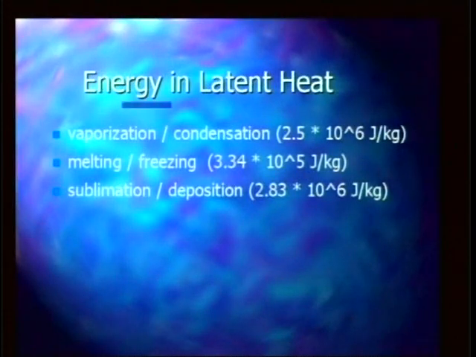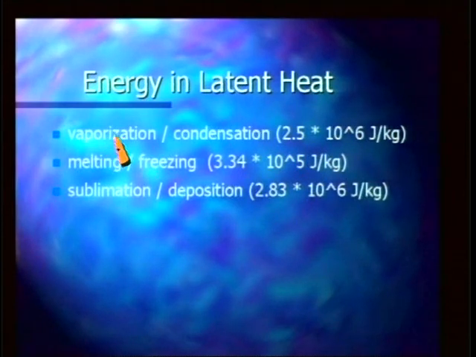The amount of energy in a latent heat process is different depending on what the process is. Vaporization and condensation have 2.5 times 10 to the 6 joules per kilogram. Melting and freezing release and absorb a lesser amount of energy, just 3.34 times 10 to the 5th. So there's a big difference here. If I can point this out, the power of each one of these is different. This was to the 6th power, and this one was to the 5th power. So this one is much more energy.